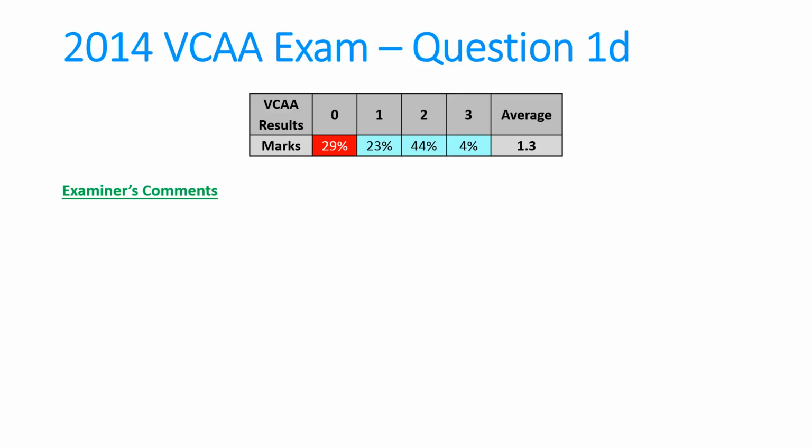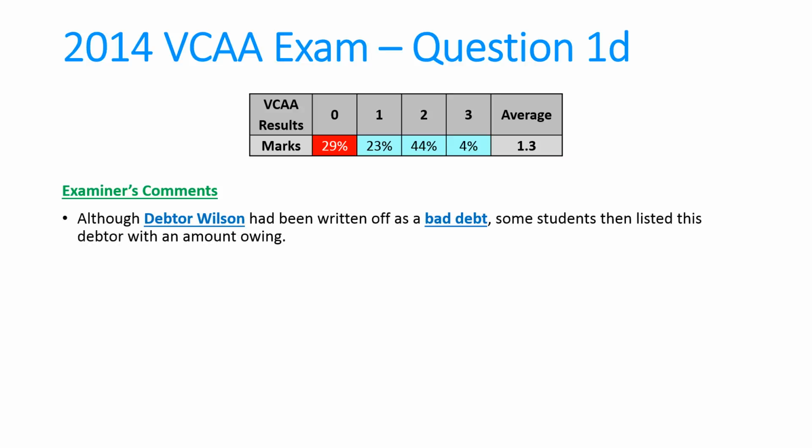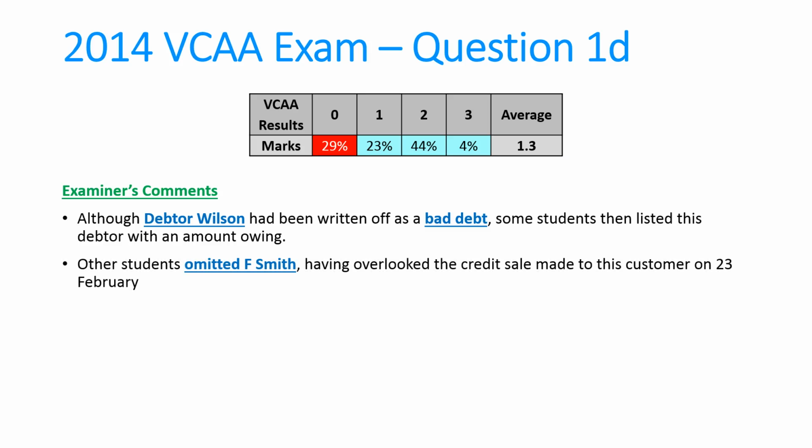Given that all you had to do was carry forward a couple of figures from earlier questions and then update information that was given to you from a debtor schedule a month ago, the fact that only 4% of people got 3 out of 3 is quite surprising. Looking at the reasons why, the comments from the examiner were, a lot of people put D. Wilson in. Even though they were written off as a bad debt, they wrote them as a balance of 0, which we said is wrong.